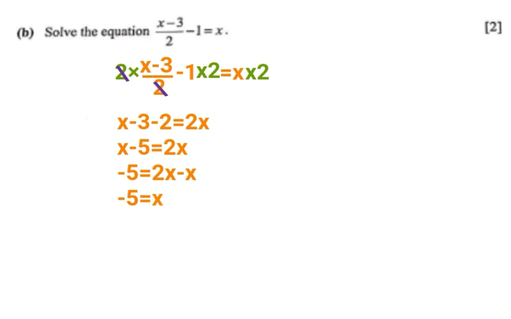That means the value of x in that equation is -5. The value of x in that equation is -5. So basically, this is how you solve the equation if there is a question that comes in an exam.